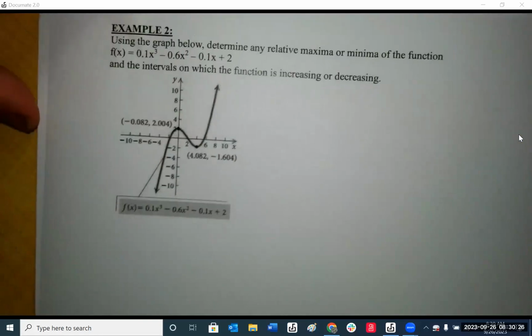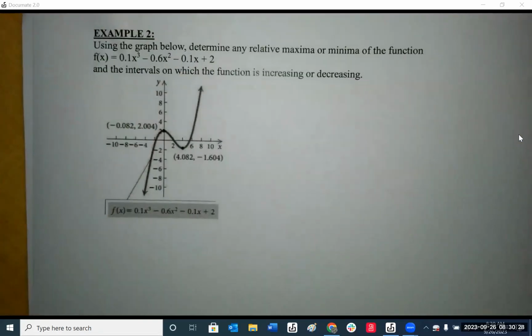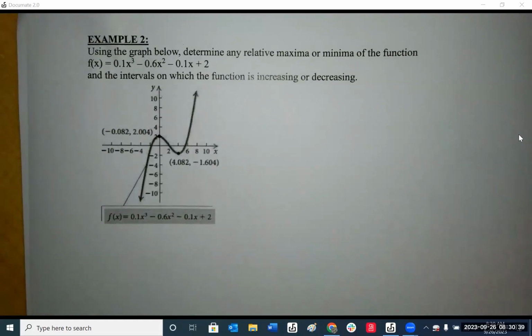All right, let's do another example. Using the graph below, determine any relative maximum minima of the function f of x equals 0.1x cubed plus 2, and the intervals in which the function is increasing, decreasing. So go ahead and work that out.